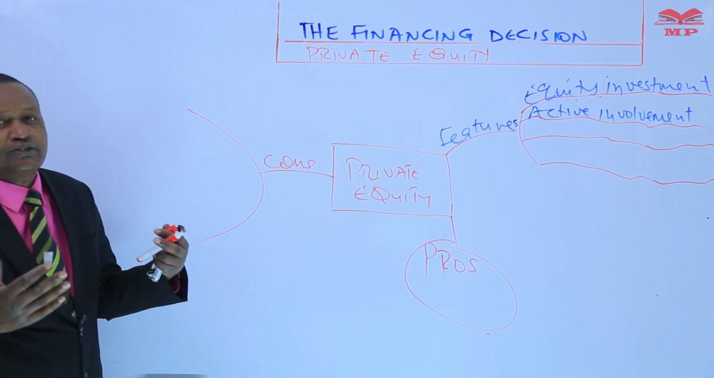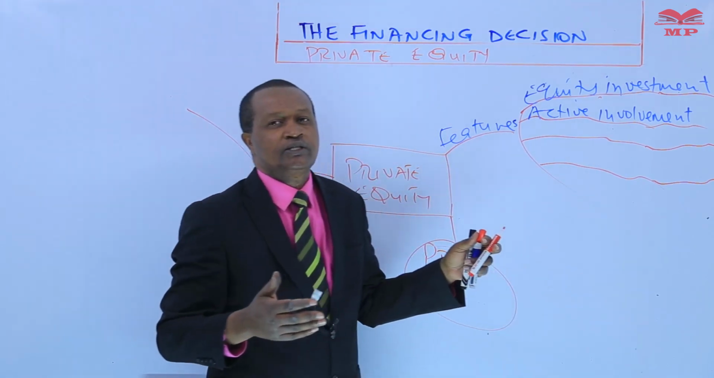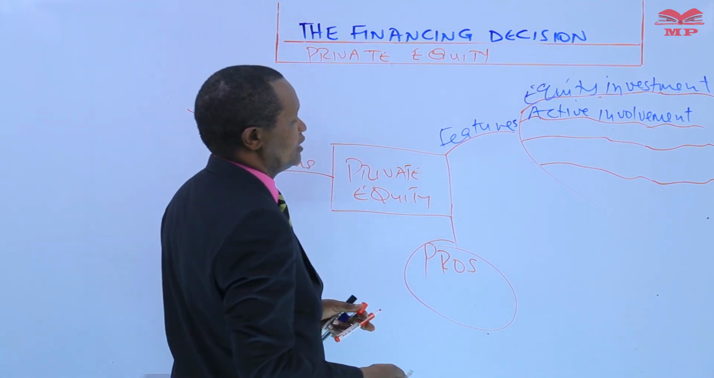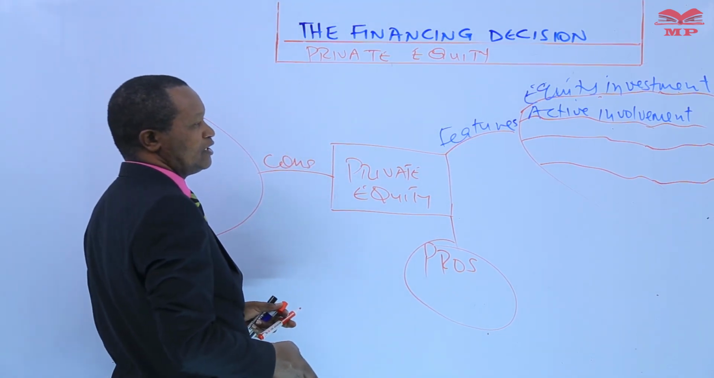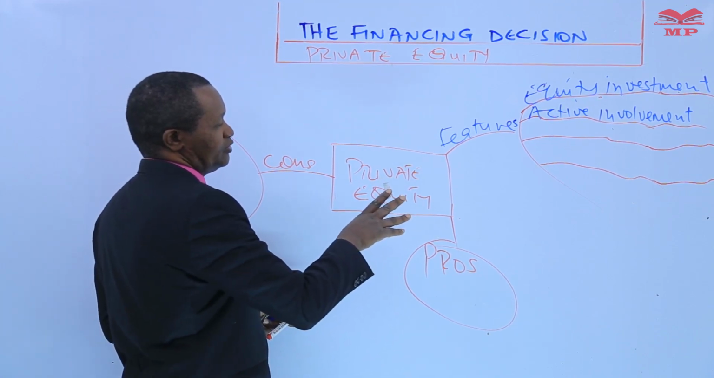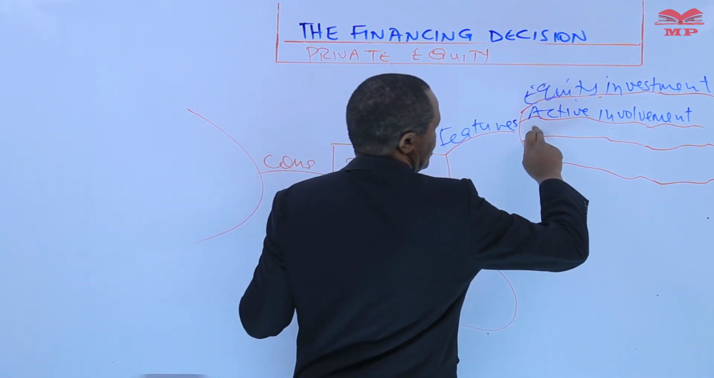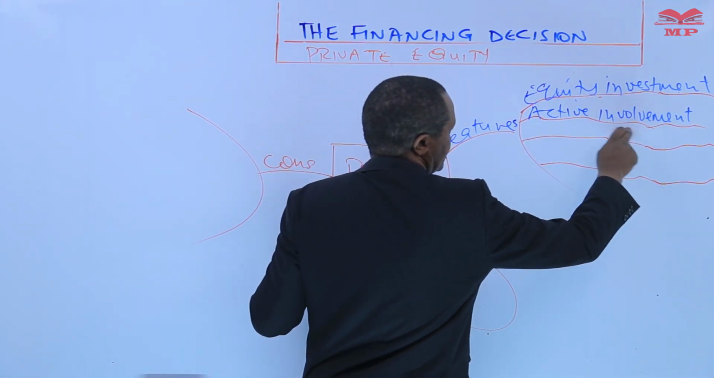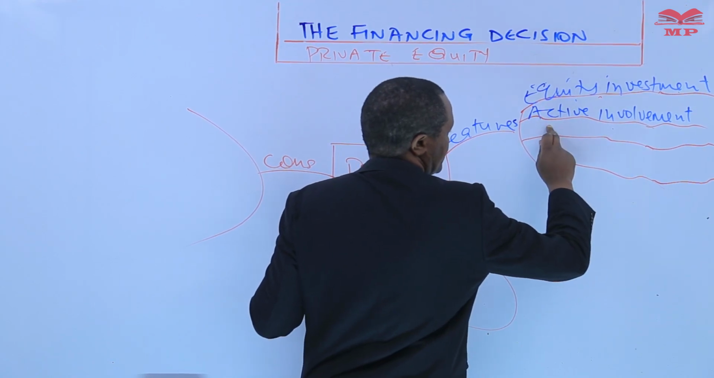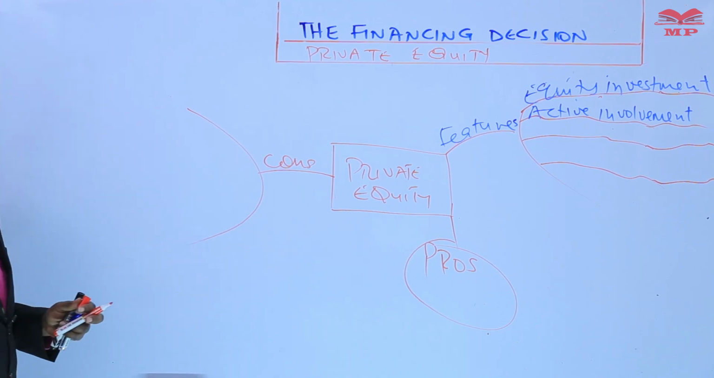And this involvement can include changes to the company's operations, it can include governance, it can include leadership, and so on. By the mere fact that they have a vested interest in the company, and by the fact that the private equity firms have become shareholders, then one feature is active involvement. They actively get involved in the operations of the company, in making strategic decisions of the company, and so on.